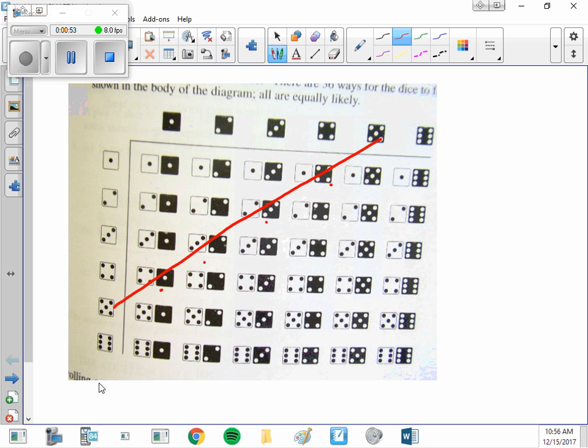But wait a minute, is a 4 and a 1 the same or different as a 1 and a 4? Different, because the dice are different colors. And even if they were the same color, we always color our dice to make it easier to understand. Okay, they are independent of each other. So we have 1, 2, 3, 4 out of a total of 36. So 1 in, not 12, 1 in 9.